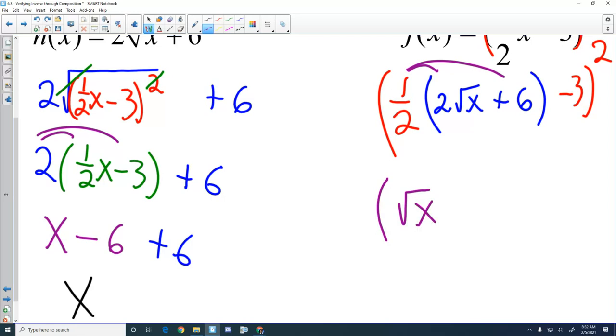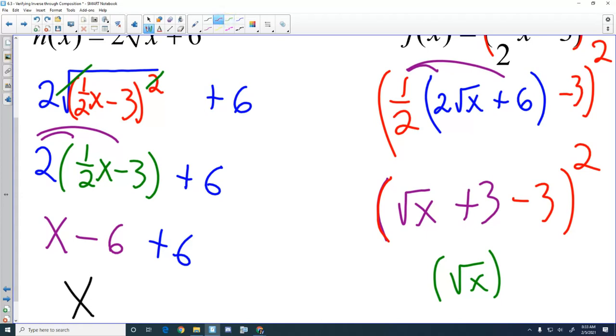What's half of positive 6? Positive 3. And then outside of it, I've got a negative 3. This is all being squared. Right, so I distributed the 1/2, so I no longer need the inner parentheses. They go away after I distribute the 1/2. I now have the square root of x plus 3 minus 3. The 3's will cancel now, leaving us with parentheses, the square root of x, squared. What can I cancel next? The square root of something squared, those cancel out and we're left with just an x by itself.